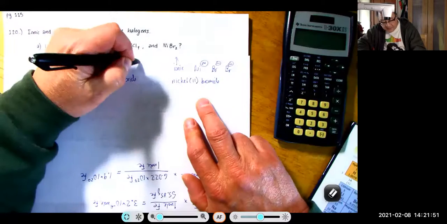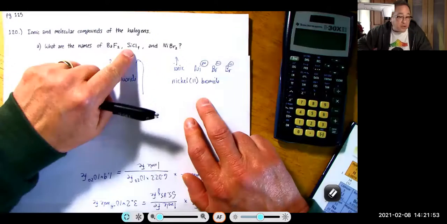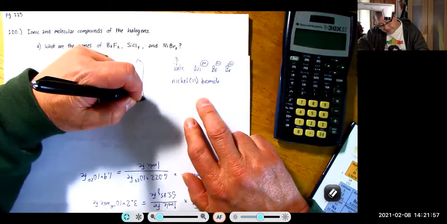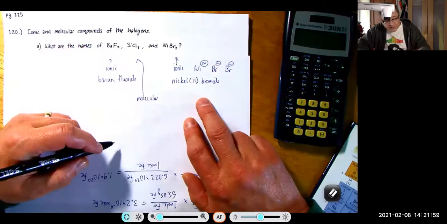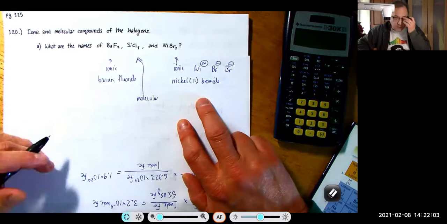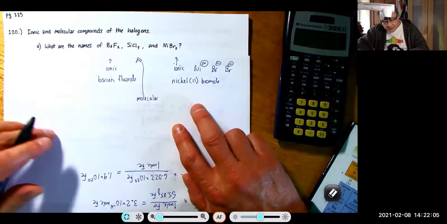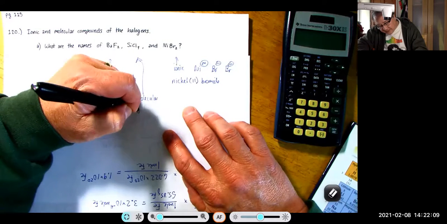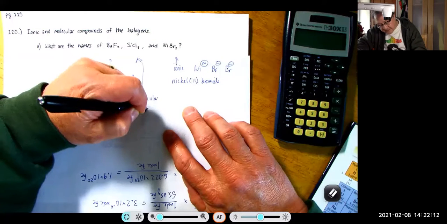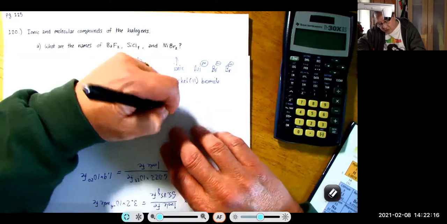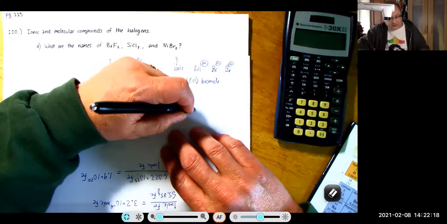Last one here. Whenever you see a metalloid combined with nonmetals, you're going to assume molecular. And that's one of the traits I probably should have put down for metalloids, is that they form covalent bonds. So molecular, we're going to say is silicon tetrachloride. Any questions about those names?